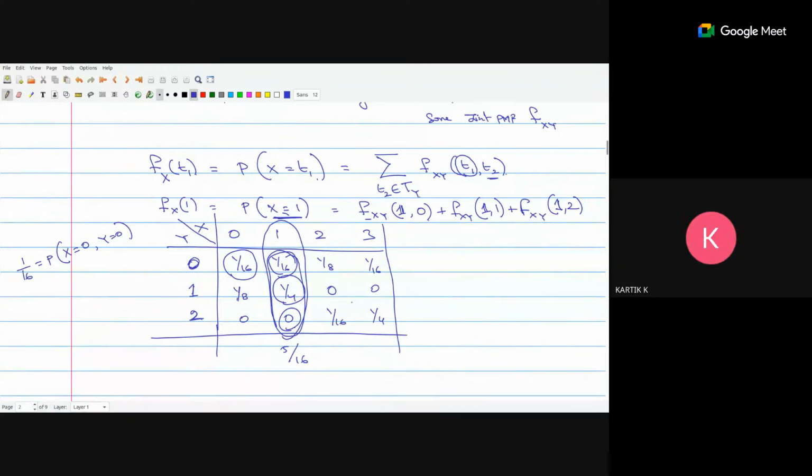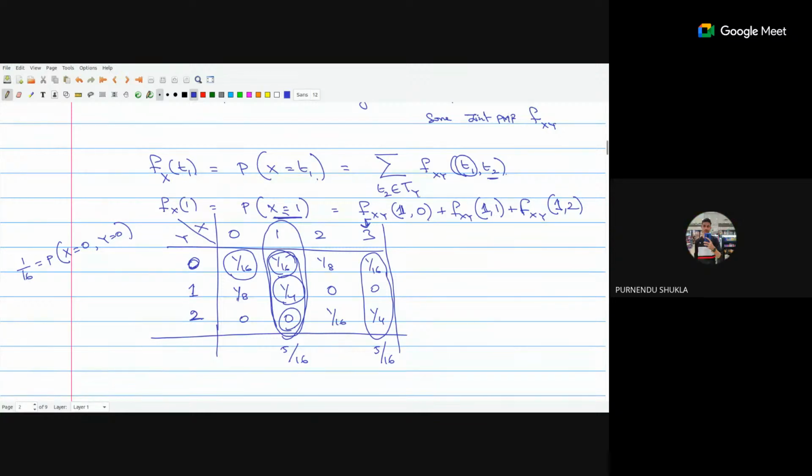So similarly, if my t1 is 3, then you have to go to column 3, this particular column, and add up all the values and write it below. So it will be again 5 by 16. So what it tells is, this 5 by 16 and this 5 by 16 are the probabilities that x takes value 1 and x takes value 3. Similarly, if I add this, any doubt?